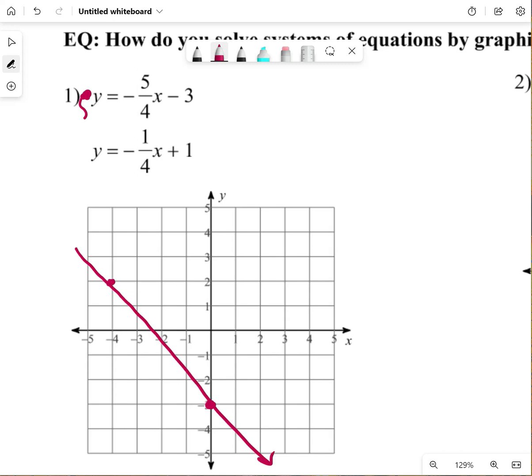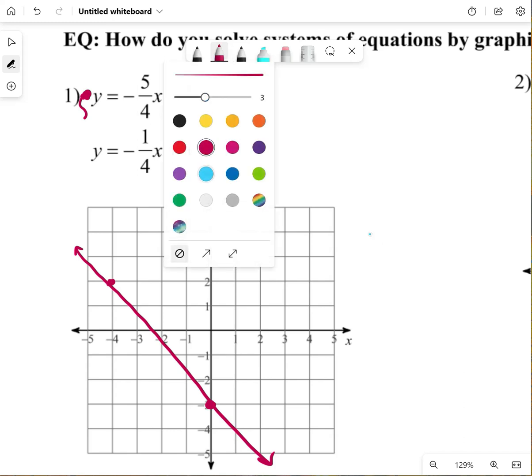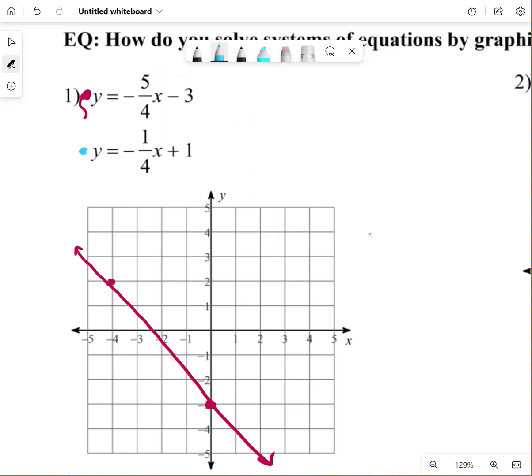Now we're going to do the same thing and graph the second one. You can choose another color. Let's say we'll make it blue. Okay, and y-intercept at 1 and a -1/4 slope. So down 1 to the right 4 or up 1 to the left 4. Now when we graph these, here's what we're going to notice. They are going to intersect, and it's not perfect, but they would cross at this point right here. And that particular point is our solution.